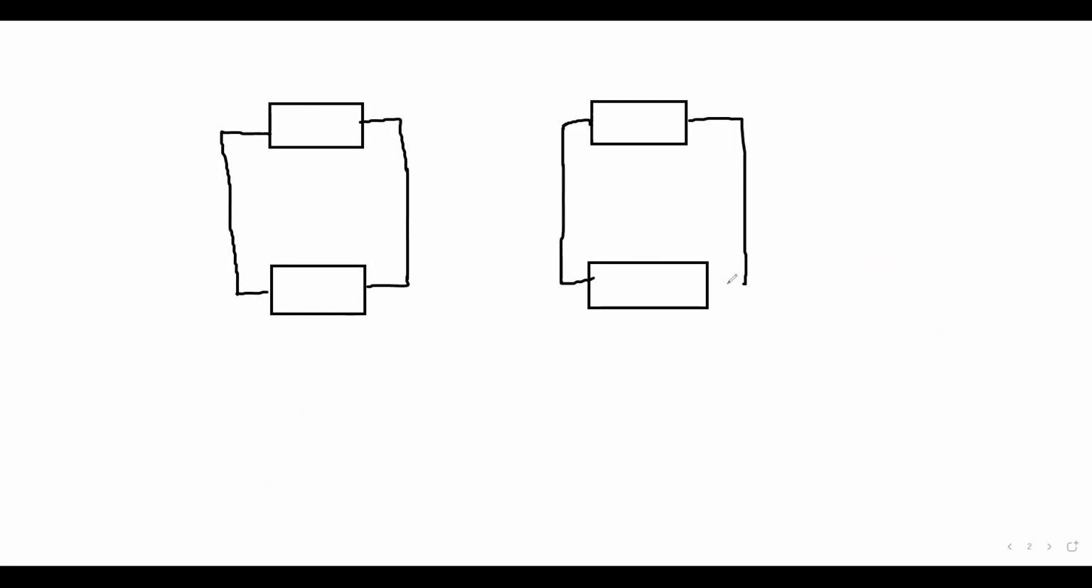Same way, if we have this combination, say 3 ohm, 6 ohms, 10 ohm, and 20 ohms, and we want to find the combined resistance. First, how are these two, 3 ohm and 6 ohm, connected? They are connected in parallel to each other. How are 10 ohm and 20 ohm connected?